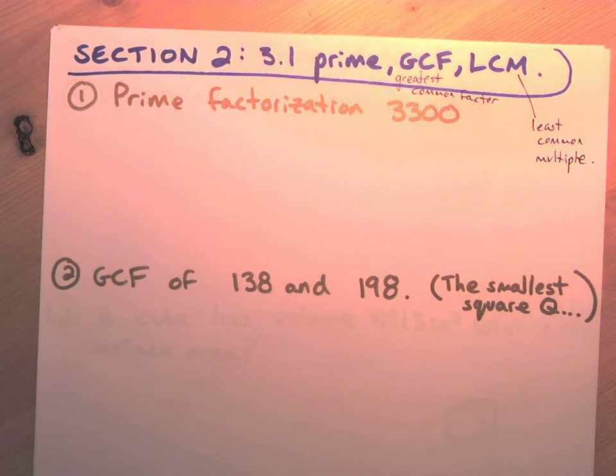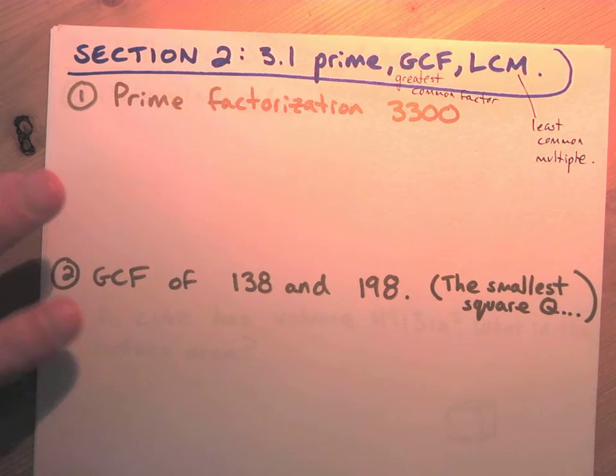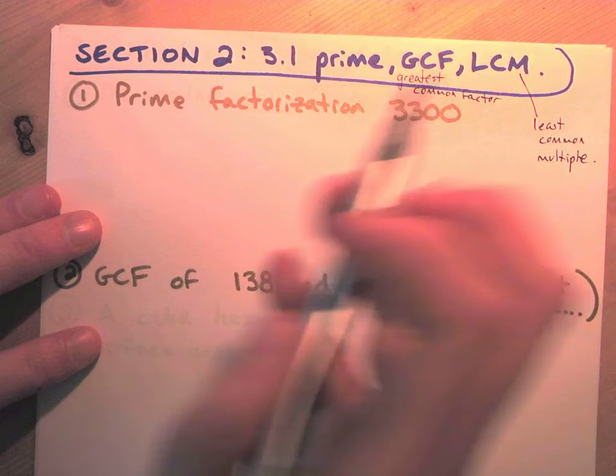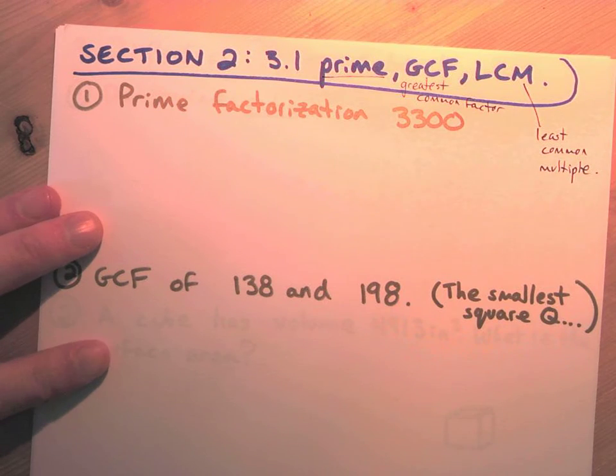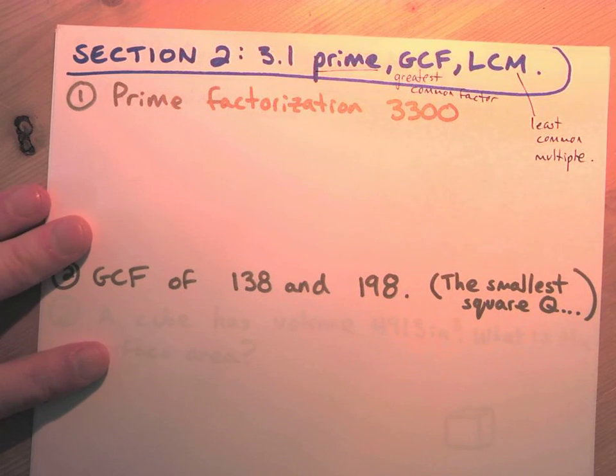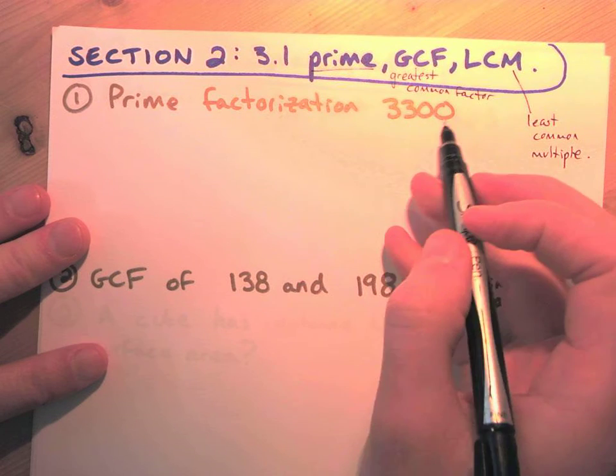These are terms that you use a lot with polynomials, especially the GCF, or the greatest common factor. So we have prime factorization of 3300 as the first question. Okay, so that's looking at primes. We all had to do this in our radical unit. So let's try to prime factorize this 3300.